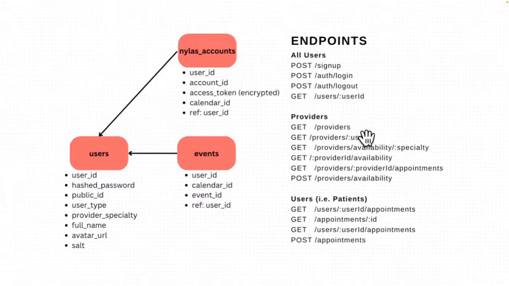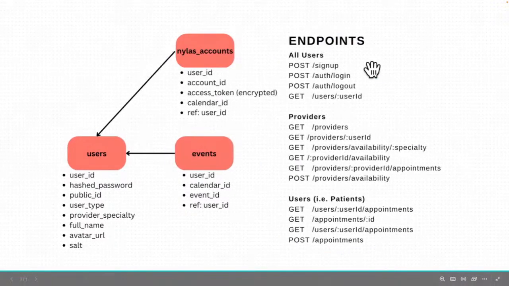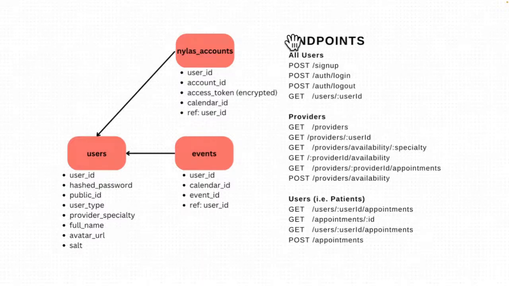And on the right side, I should have mentioned this earlier, here are all the endpoints we have for creating these different workflows. The first section is where all users need to sign up, log in, log out, do the basic stuff. And then we have providers. For providers, you can grab all the providers. You can get a specific provider. You can grab a provider by specialty, such as a physiotherapist. You can get the provider's availability. And then the last 2 are specific to a provider, where they want to see all their appointments when they log into the app, and as well, they want to share their availability.